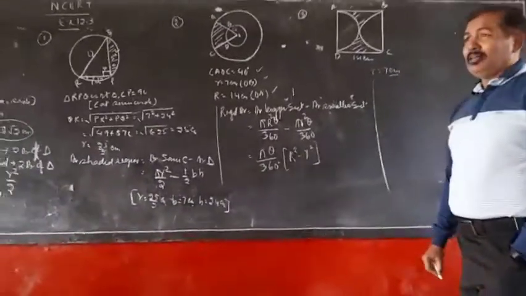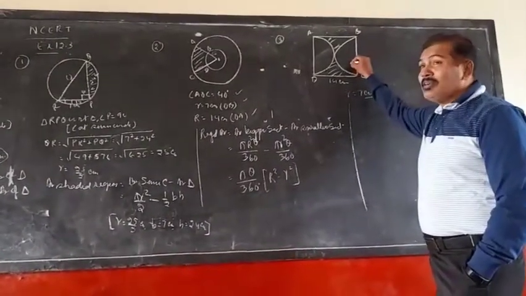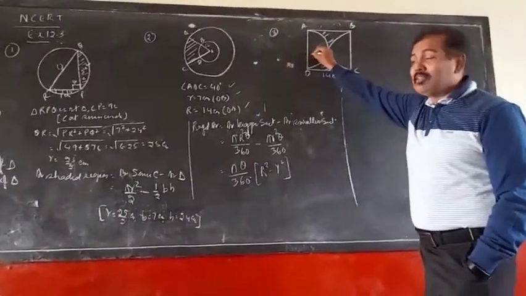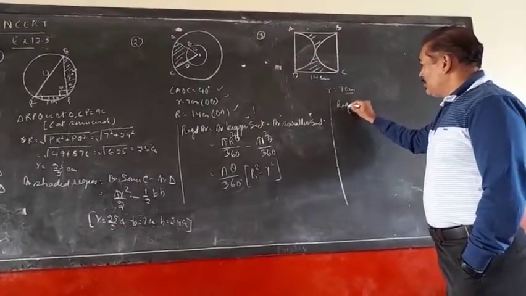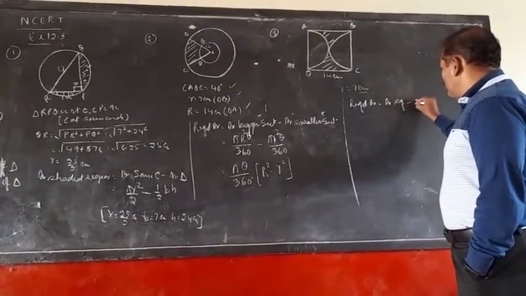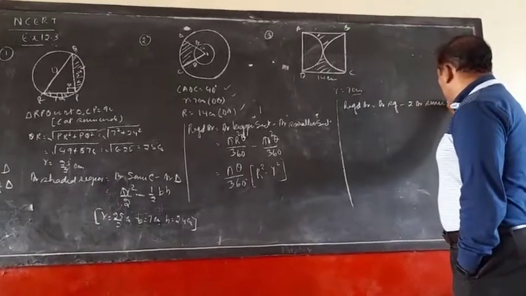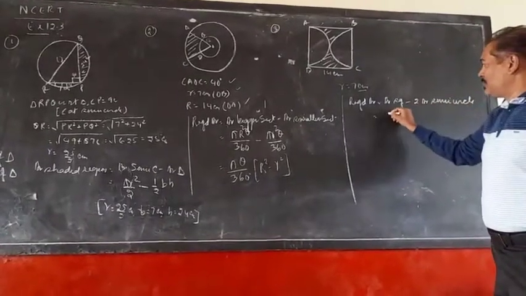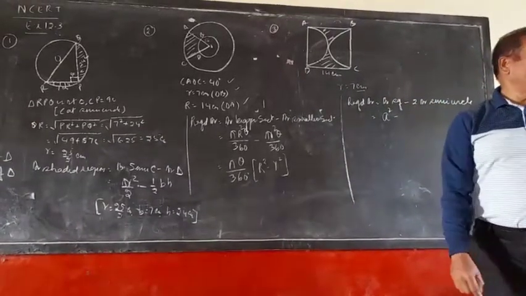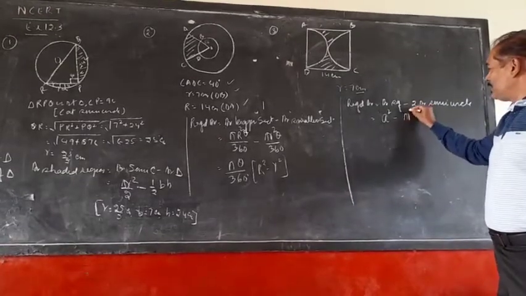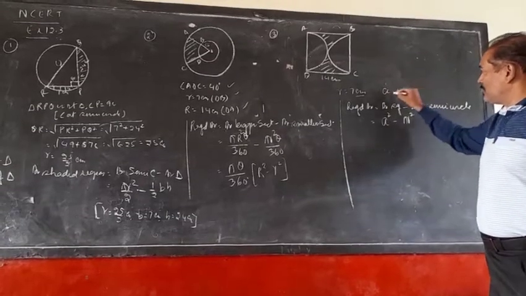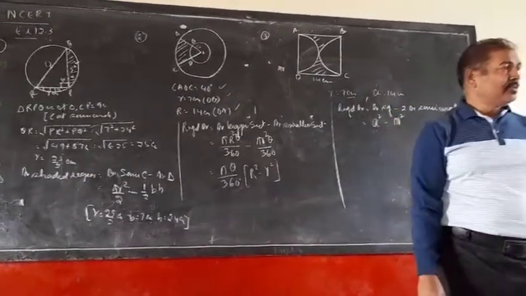Then how do you find the area of the shaded region? Area of square minus area of two semicircles. What will the required area be, children? Required area is equal to area of square minus 2 into area of semicircle. Area of square is a square, and 2 into area of semicircle is equal to area of circle, that is equal to pi r square. You have given a is equal to 14 centimeter. Then you can replace this value and find the answer. Is it okay?